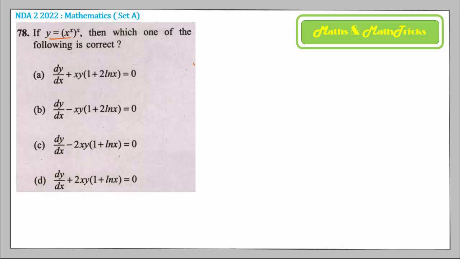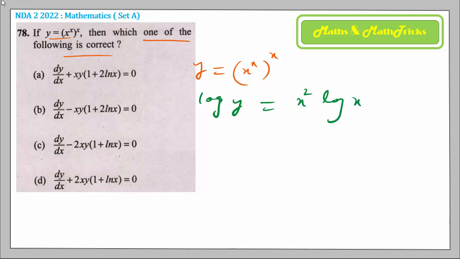Here you have y is equal to x to the power x to the power x. Determine which one of the following is correct. You remember, this is a kind of repeated question, but earlier it was the derivative at x equal to a given point. Now you have to prove which one is correct out of the given options. So you know that when you apply log to this function, because it is of variable to the variable form, right? So log y is equal to x square log x. Hopefully you remember, just now we discussed.